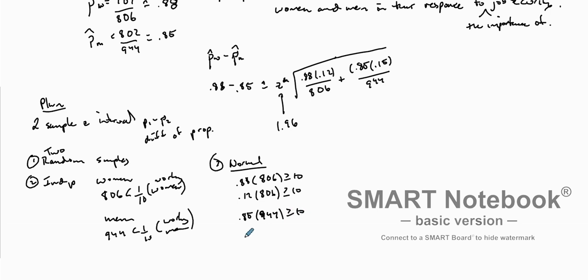Which it is. And we're going to take 115.15, 944, and is that greater than or equal to 10? Which we also know it is. So both of them are normal. So once we have our plan, we do want to continue the 4-step process.